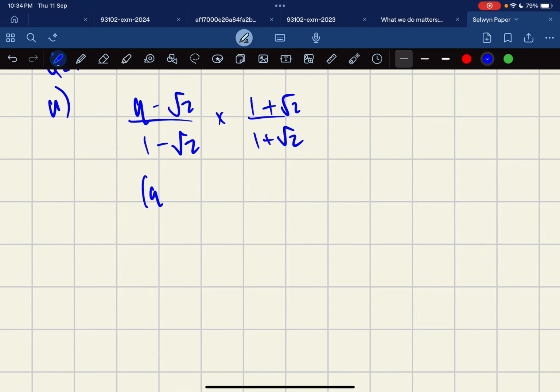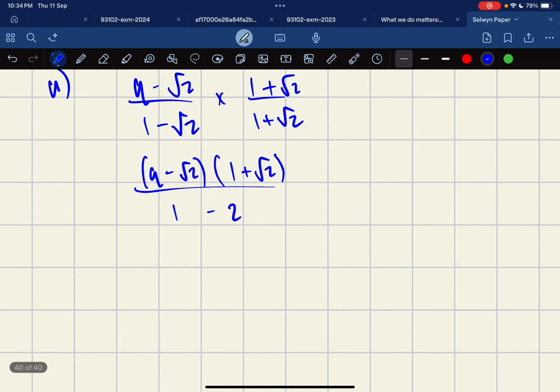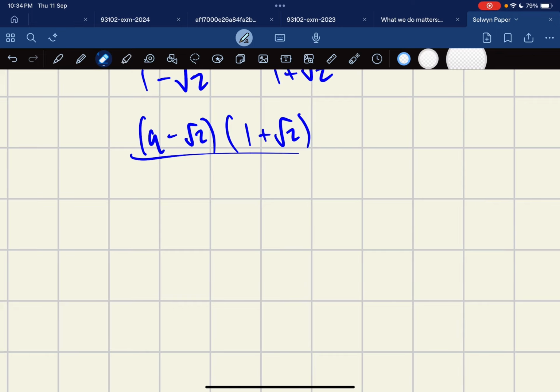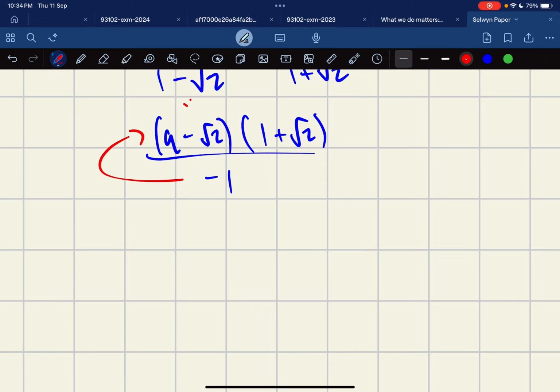So then you're left with (3 minus root 2) times (1 plus root 2) over, well, it's a difference of 2 squares, and you get a squared minus b squared, so it's going to be 1 minus 2, which gives you negative 1. And so when you have negative 1 at the bottom here, you can then transfer that negative 1 to the numerator. And when you have a negative, you can then reverse the sign of one of these brackets here. So let's choose the first one.